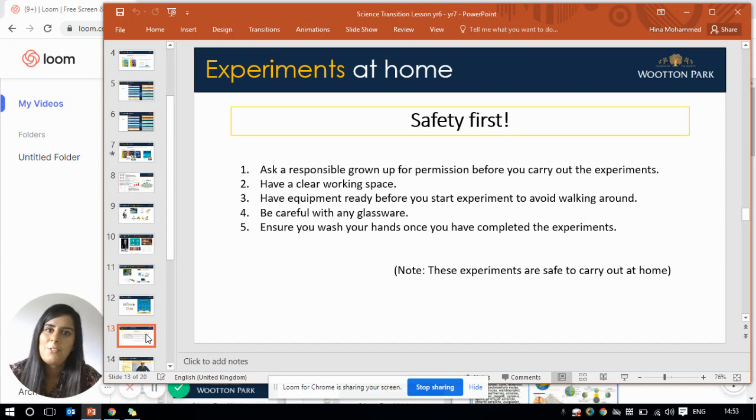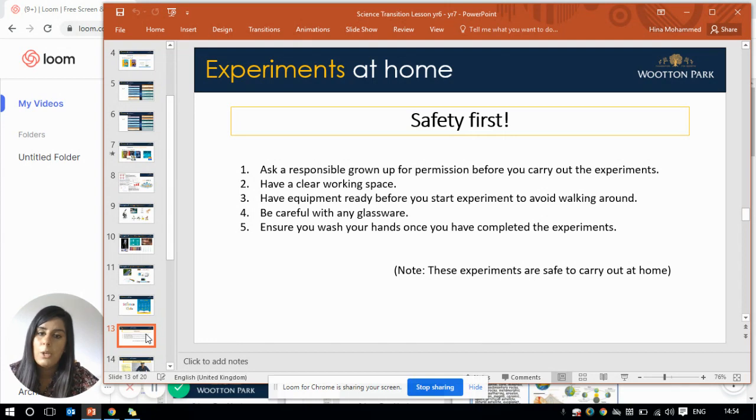Right, so now it's time for you to carry out some experiments at home. Before we carry out this experiment, we need to think about safety first. You need to ask a responsible grown-up for permission before you carry out these experiments, because some of these involve chemical reactions and also you're using resources around the house. So please make sure you do ask for permission.